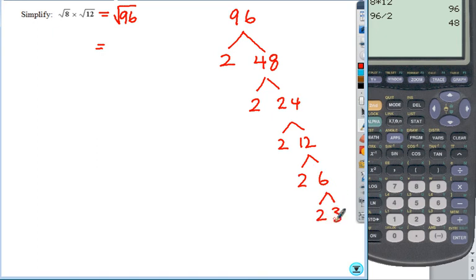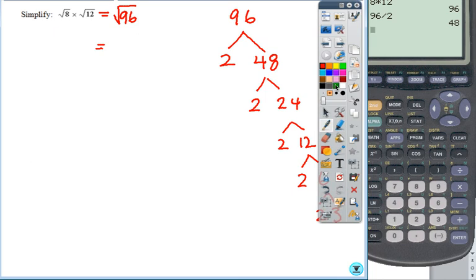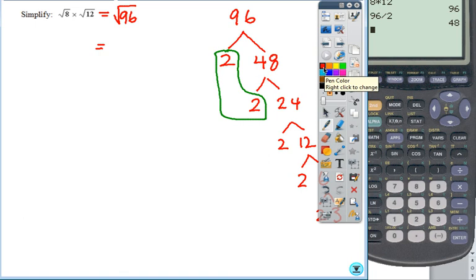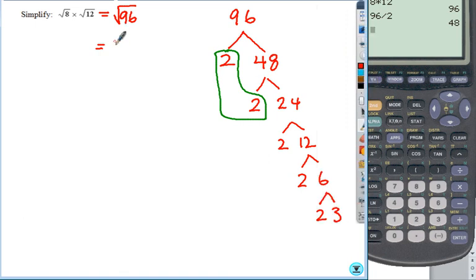What we're now looking for here are perfect squares. So what this now means is that 2 times 2 times 2 times 2 times 2 times 3 is going to give us 96. So anytime I have a pair of numbers, 2 times 2, that means I have a perfect square. So I can pull out the 2 times 2 is 4. I can pull the square root of 4 out of the radical. So the square root of 4 is 2.